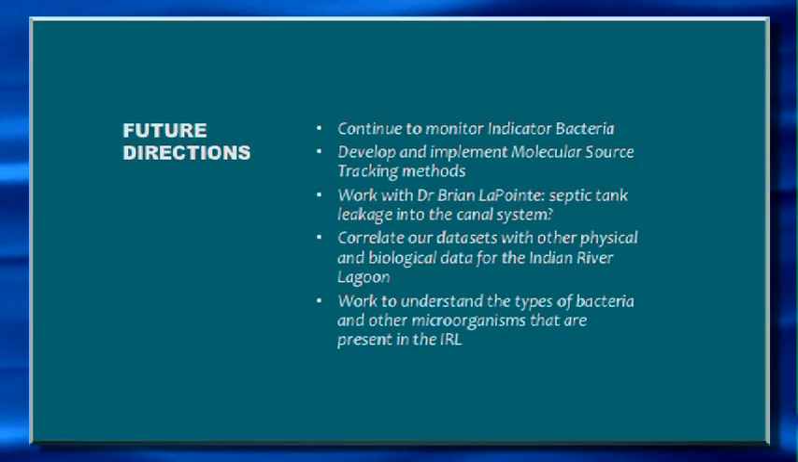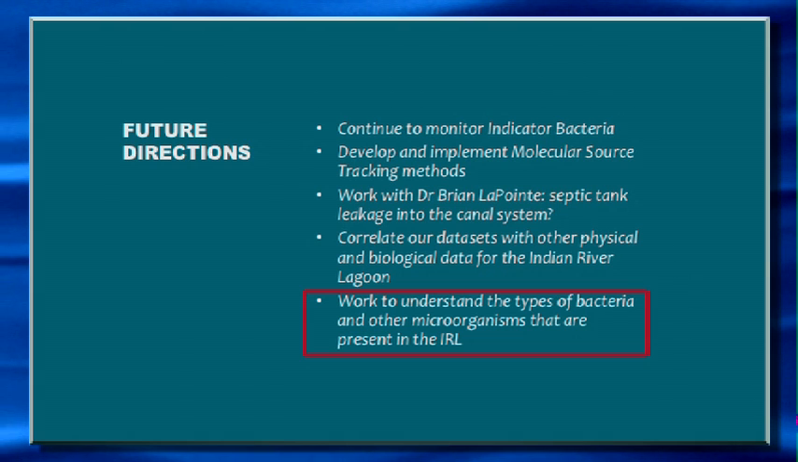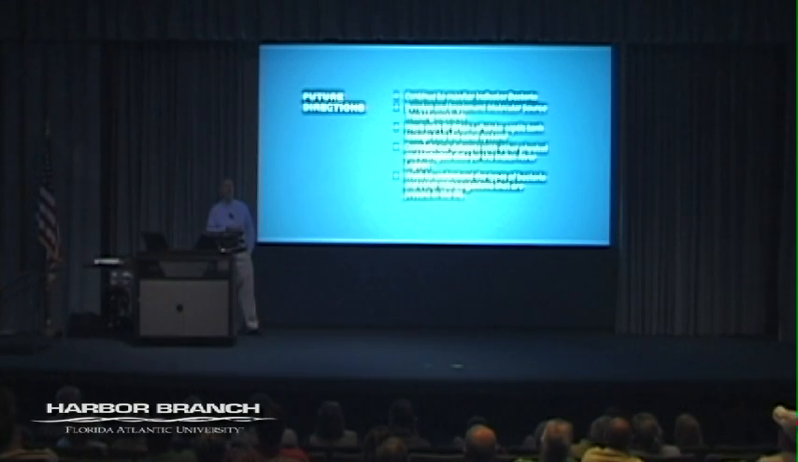You've also heard during this lecture series about the huge data sets which we have generated at Harbor Branch for many, many years, many sites. So we need to correlate our microbial data with these data sets. And we're also working to understand the types of bacteria and other microorganisms which are present in the Indian River Lagoon. Nobody knows what it is. It's one of the most biodiverse estuaries in the world, and yet we know nothing or practically nothing about the microbes.